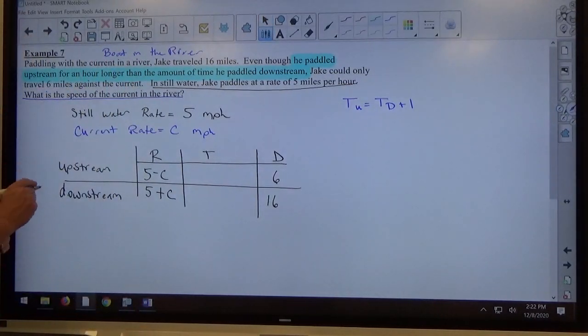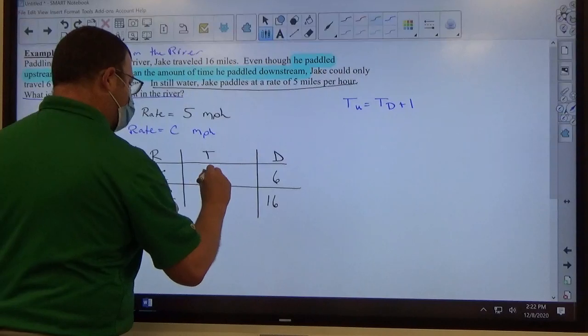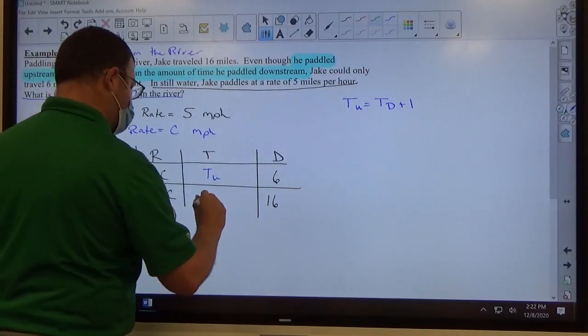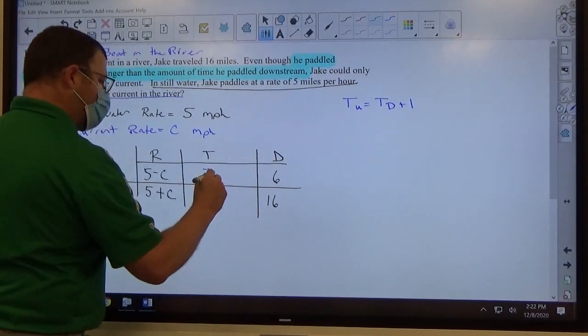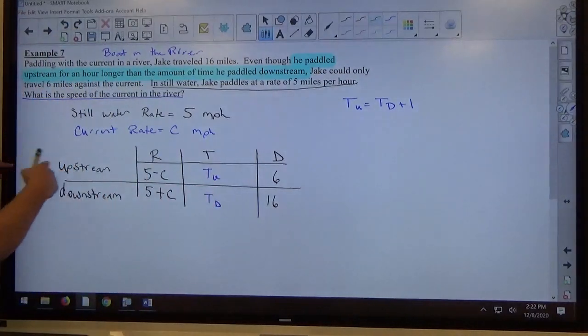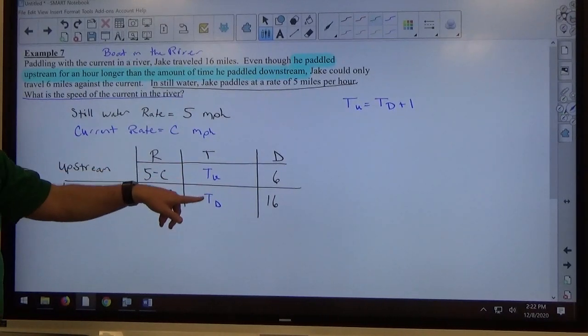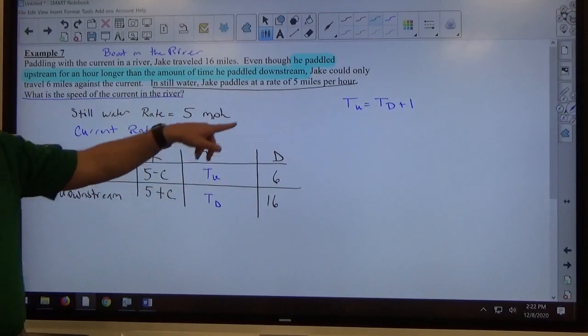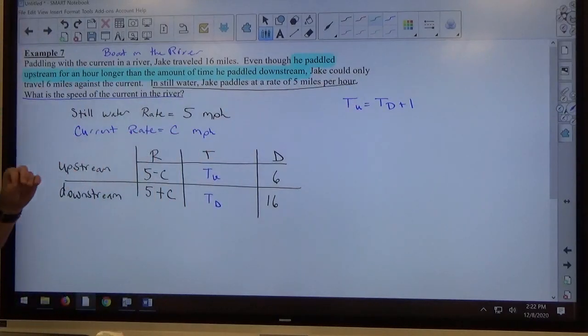So for now, I'm going to just call this his upstream time and call this his downstream time, just because that's where they are, upstream top, downstream bottom, right? So what I want to do is come up with an expression for these two things to put into this equation in order to figure out what they're asking me to find, which is the speed of the current. They're asking me to find C, right?